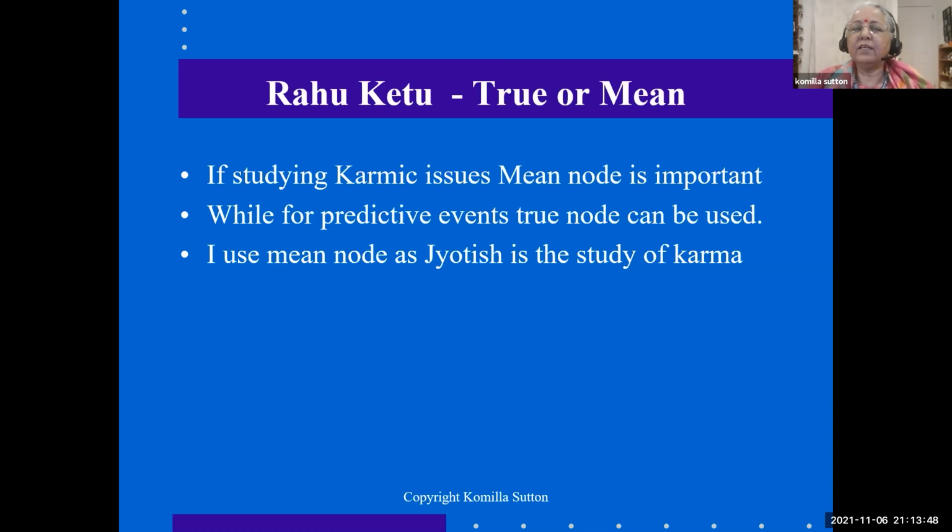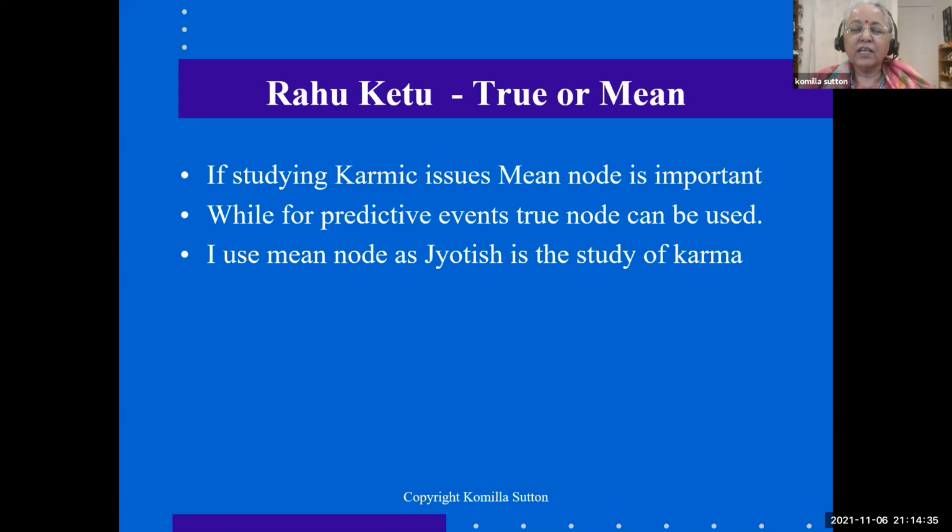If studying karmic issues, mean node is important, while for predictive events, true node can be used. Often you see that like transit and all, the true node tends to bring the more specific aspect. But the mean node is when you want to look at karma. And I use mean node as Jyotish is the study of karma. So if you want to know what are the past life issues Rahu Ketu have brought into this life, what are the karmic issues, use the mean node. If you want to see what's happening right now, you should know both the positions. But over the years, this has been a discussion.